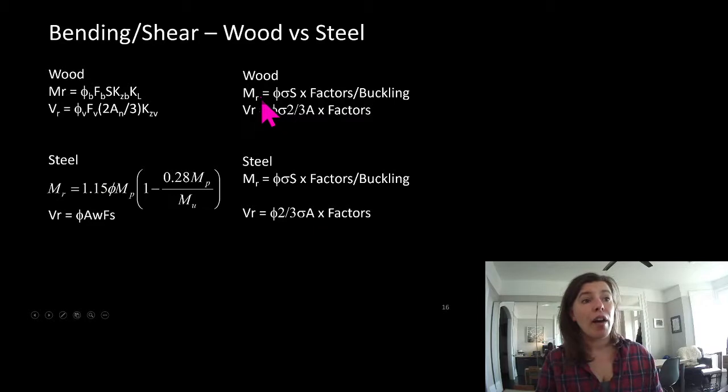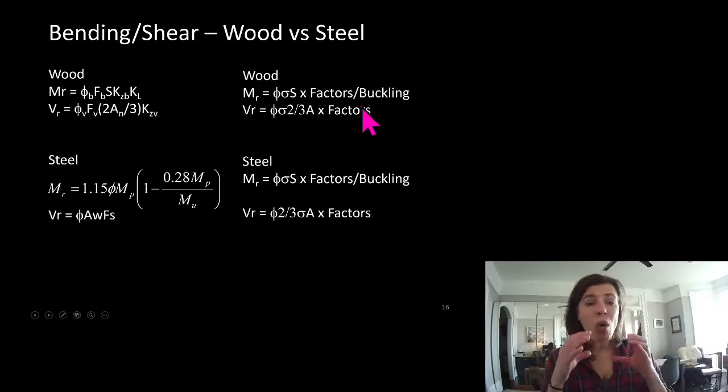So both of them are, for bending, a reduction factor times the maximum stress we can see times our shape factor, which is the section modulus, and then factors built in for the material and buckling. And then for shear, both of them are the reduction factor, the maximum stress we want to let our material see, times two-thirds, because we're taking the average of that stress distribution, times area, which is a shape property, and then some factors built in. For steel, there really isn't any factors, and for wood, we build in factors for the fact that it is organic and non-isotropic. So at their core, they are still those basic equations we talked about in lecture 3 of this term. We're just building on them and varying them slightly for each material that we talk about.